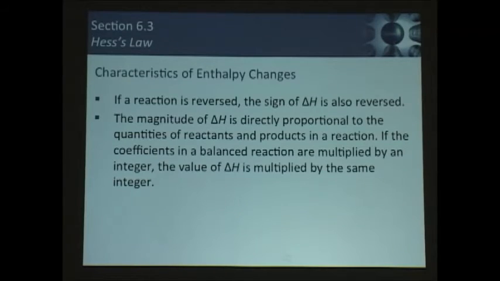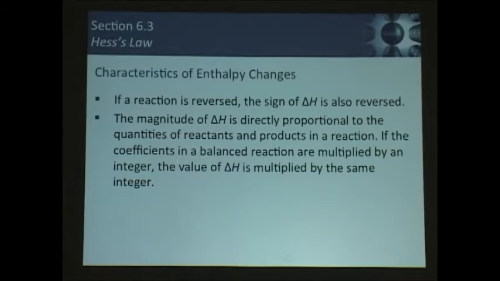Some aspects about Hess's law in terms of manipulating these reactions. If a reaction is reversed, then you have to change the sign. So if it was a positive sign and you reverse that, it should be negative. The magnitude of enthalpy is directly proportional to the quantities of reactants and products.